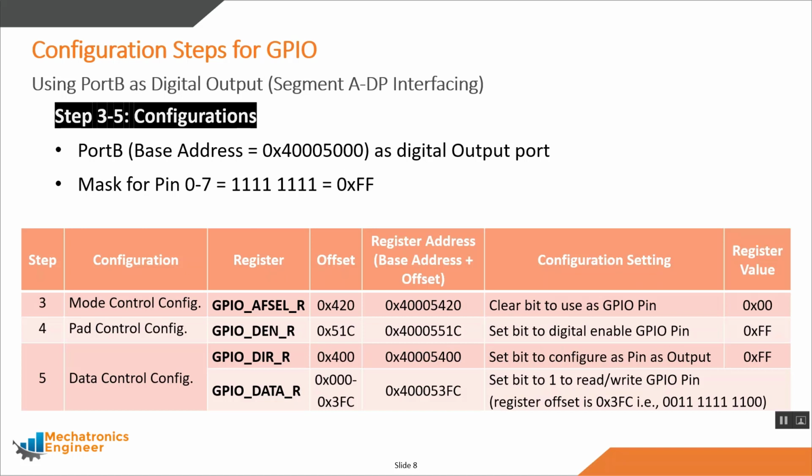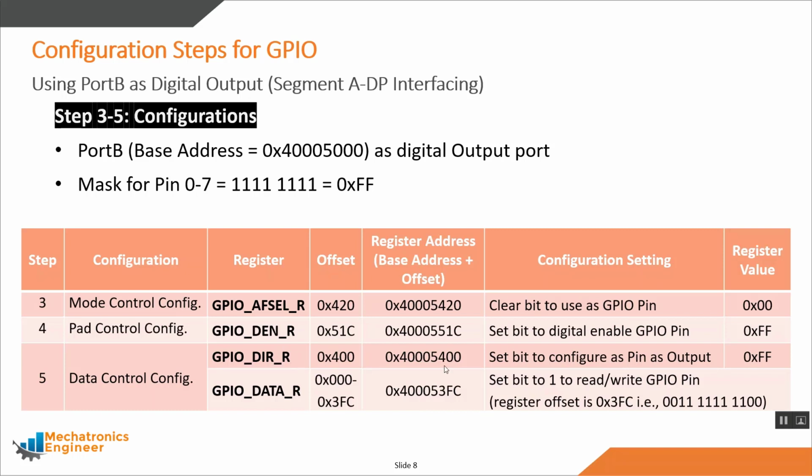Let's discuss the configurations of each port separately. First of all, we will see the configuration steps for the port B, where the different segments of the 7-segment display have been interfaced. So this is the base address for the port B, and since we are using all the pins, therefore the mask for this port will be hex FF. In step 3, we will disable the alternate function select by writing the value 00, and in step 4, we will digitally enable the entire port by writing hex FF.